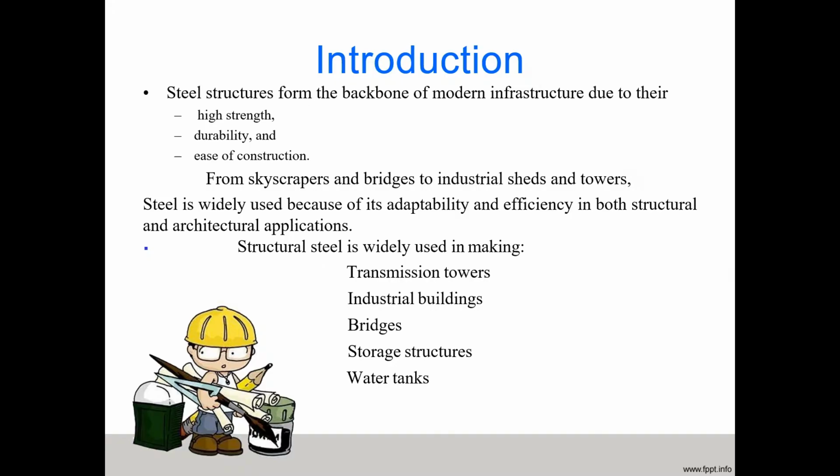Introduction to Steel Structure. Steel structures form the backbone of modern infrastructure due to their high strength, durability and ease of construction. From skyscrapers and bridges to industrial sheds and towers, steel is widely used because of its adaptability and efficiency in both structural and architectural applications. Structural steel is widely used in making transmission towers, industrial buildings, bridges, storage structures, water tanks, etc.